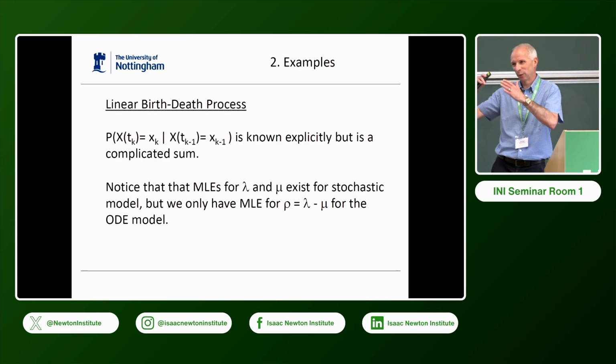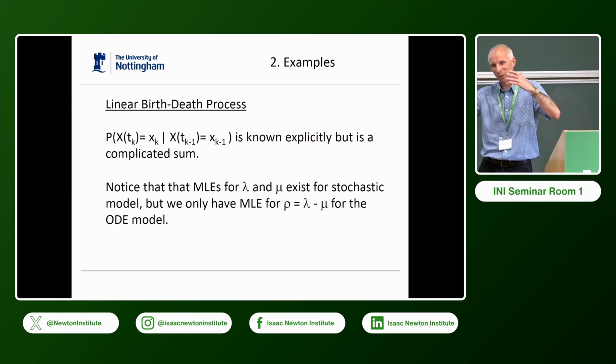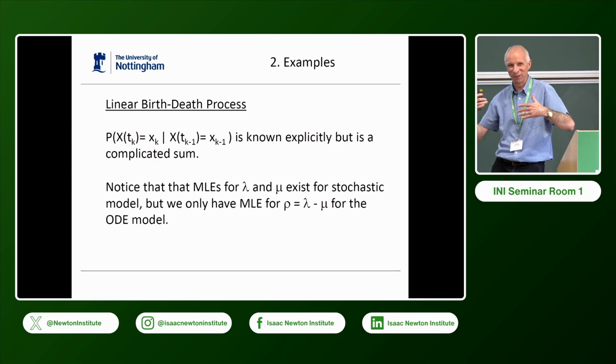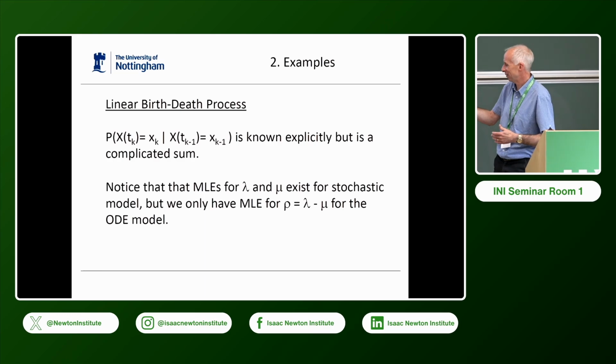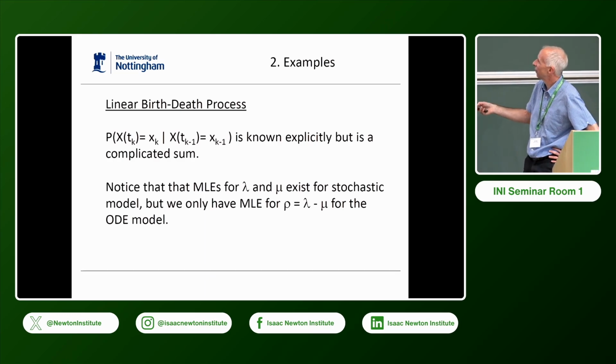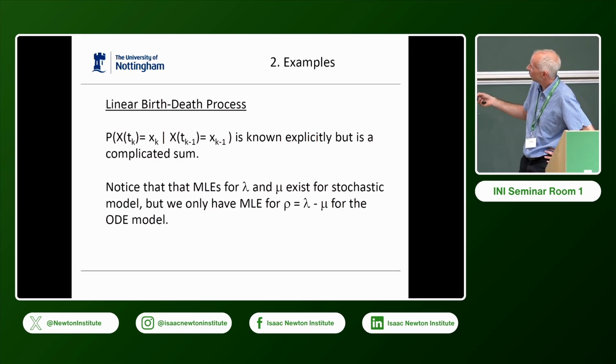So here's a slight little difference as you go along in your optimistic mood about whether this is all going to work. You discover there's an extra complication. For the stochastic process, yes, there are formulae in the literature where you can write this down. It's a very, very complicated sum. It's easy to code up, but nevertheless, it exists. MLEs exist for lambda and mu, but for the deterministic model with a Poissonized noise, you only have an MLE for this.